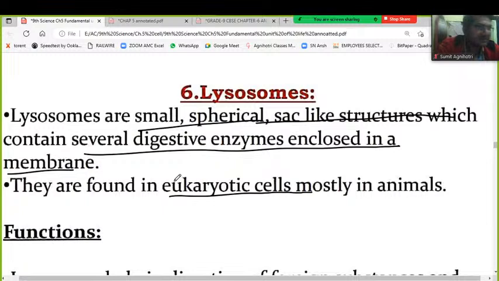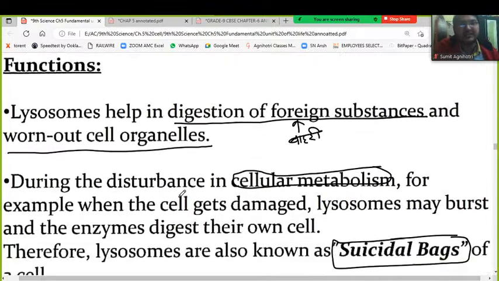They are again a cell organelle, and these are very small spherical sac-like structures. They contain several digestive enzymes, and that is why they can digest any foreign particles. They are found in eukaryotic cells, mostly in animals, and the lysosome has the function of digestion of foreign substances. That means if some external particles come in contact with these cells, they digest them.